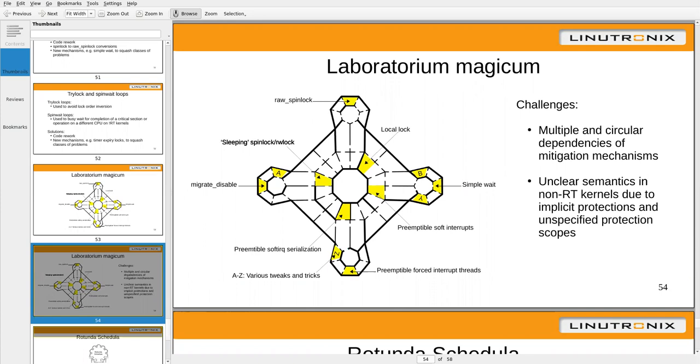And the other challenge, which we really suffer a lot from, and still do, is unclear semantics in non-real-time kernels, because we have implicit protections and unspecified protection scopes where we cannot figure out what's protected, which makes it hard to make a decision. So you have to really go and analyze large code paths in order to figure out whether there is an assumption somewhere that something protects something which is not documented or not clearly specified.